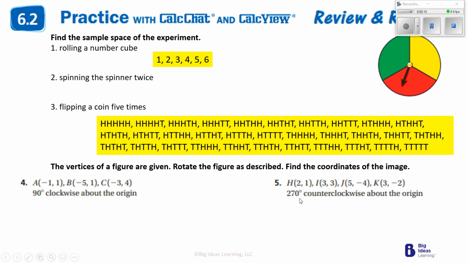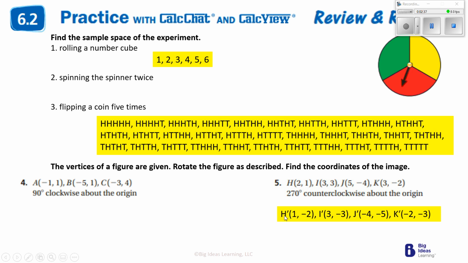You might think we need to graph all this, but we don't, because it tells us we're taking 270 degrees counterclockwise about the origin, which we could also say is 90 degrees clockwise. When we do this, we take the y and turn it into the x, and then the x and turn it into the y. But when the x turns into the y, it will become a negative number.